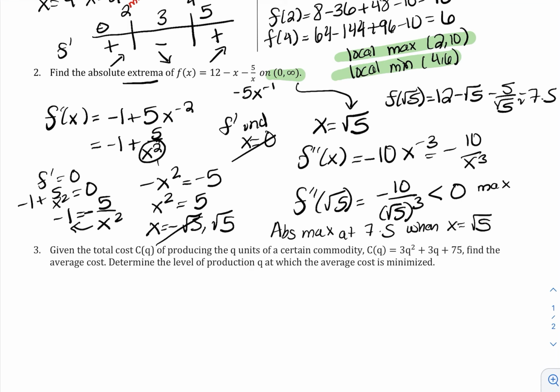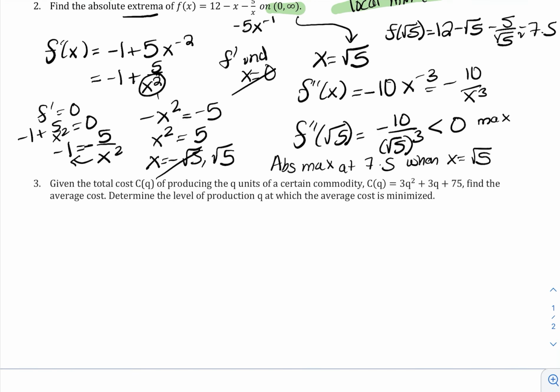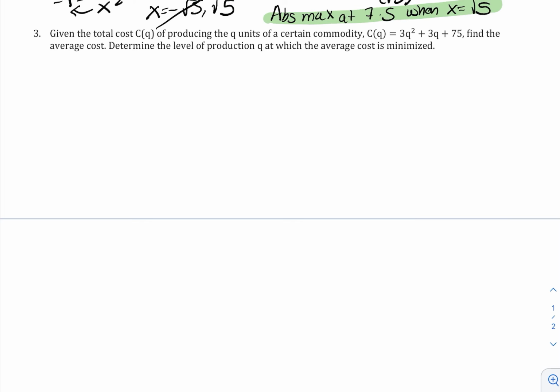Okay. Let's look at the next one. Let me highlight this. Okay, given the total cost of producing Q units of a certain commodity, find the average cost. All right, so we haven't done that in a while, so let's do that first.